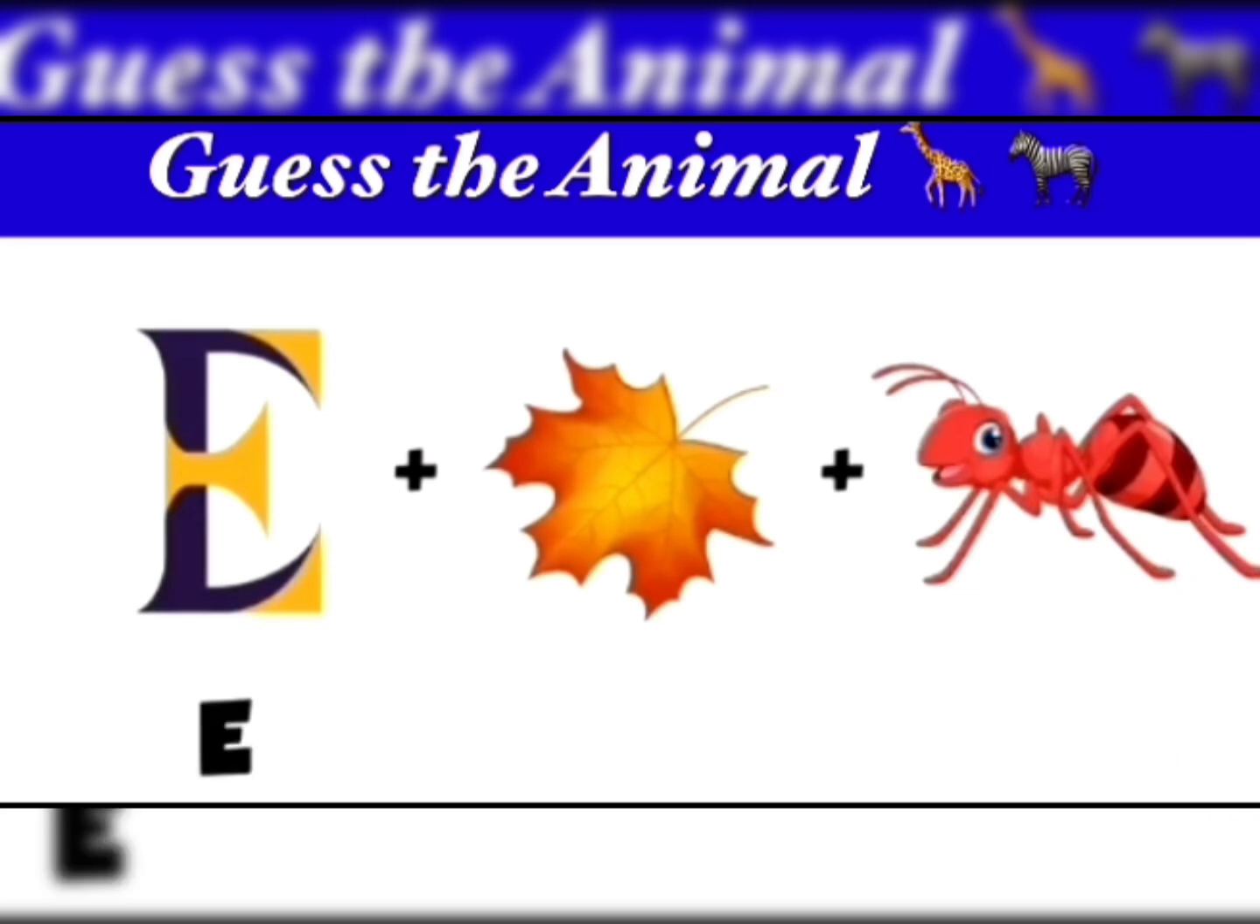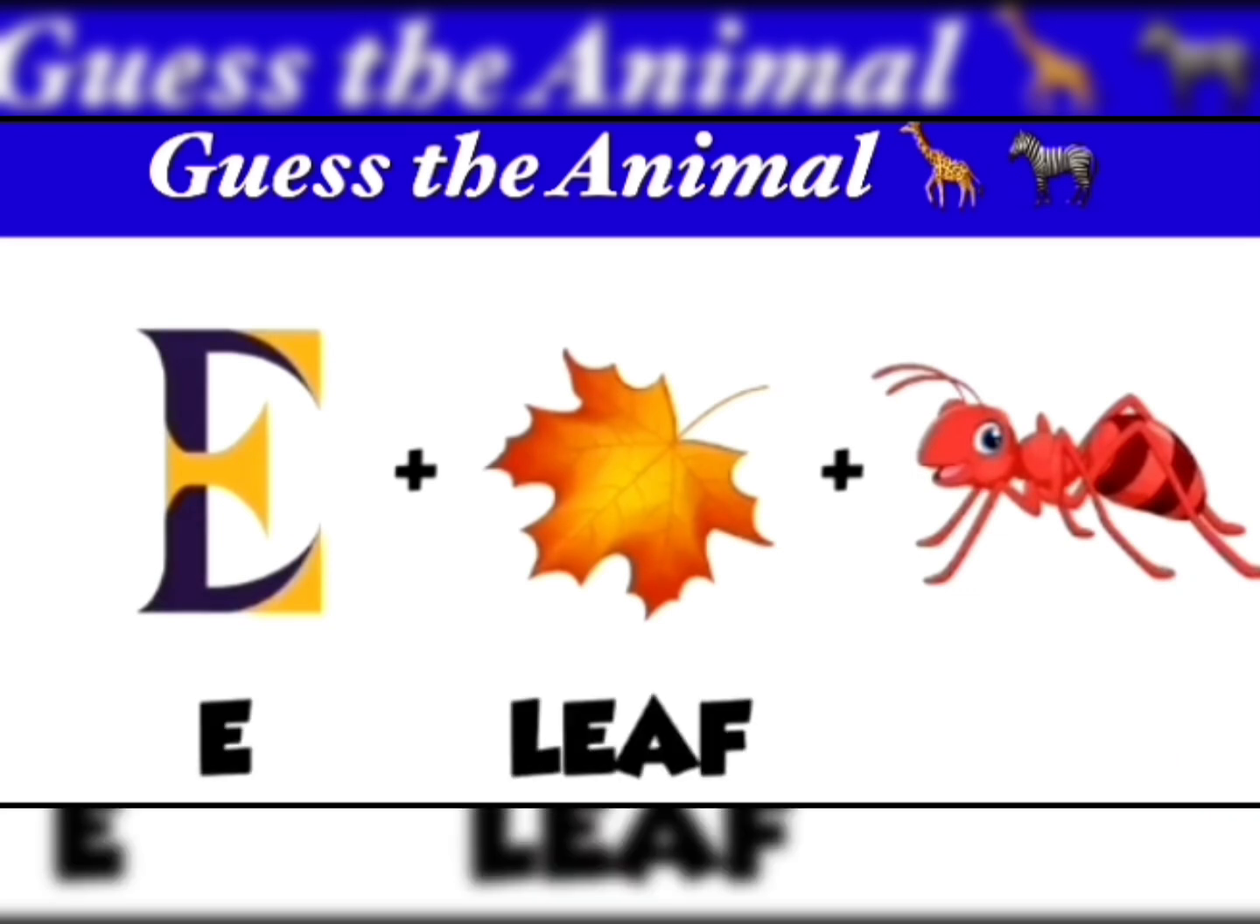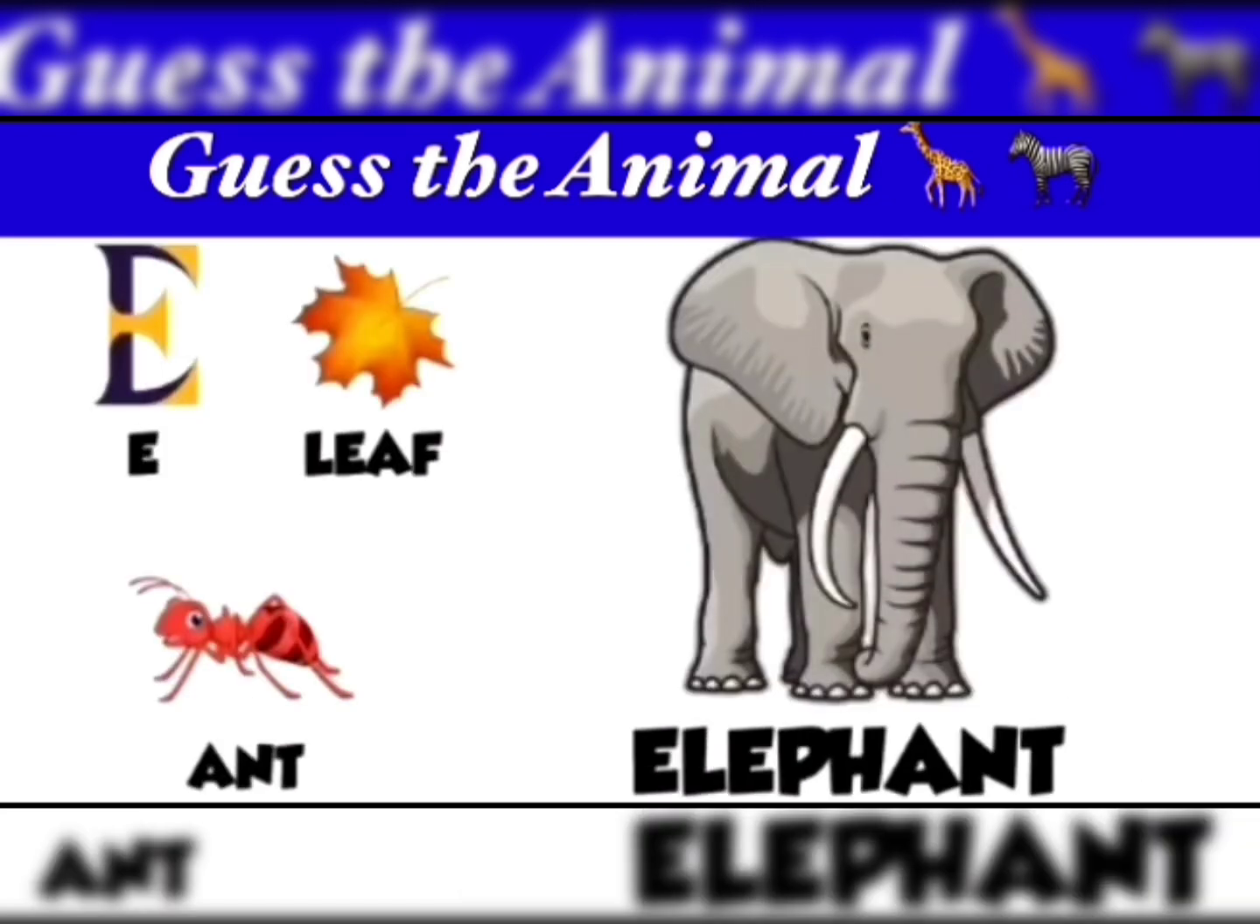So the answer to this question is E plus leaf plus ant. So it's elephant. Did you get it right? Let's move on to the next quizzle.